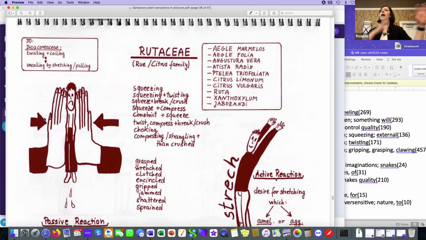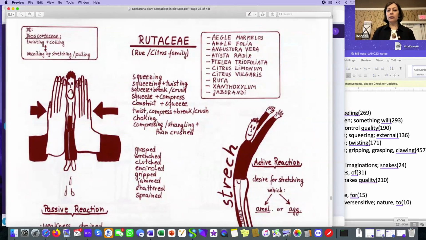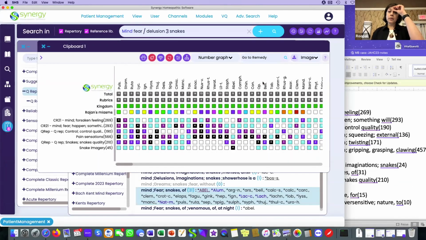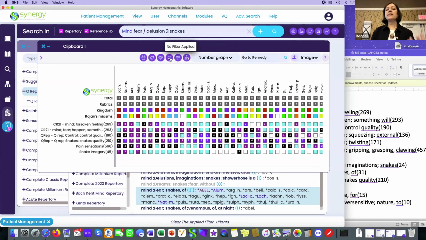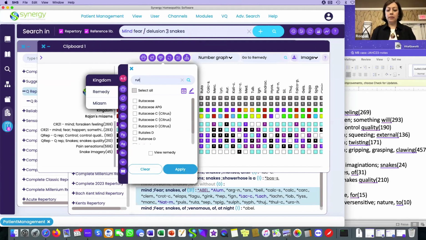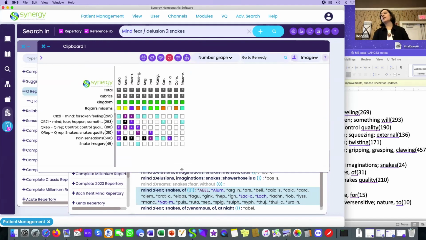I'm connecting the dots here because I haven't met the patient and I don't have the complete case. But if I go back into our graph here, instead of just doing a generic filter for plants, if I go to the two families that my mind went to, then I would use this filter button here. And in the kingdom, I would type Rutaceae and it comes up at the top. And then I would type Anacardiaceae and it comes up. And I'm going to say apply. And then what this does is it restricts the entire repertorization to just those two plant families.